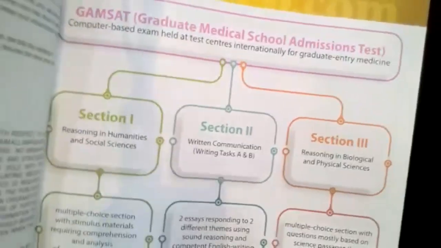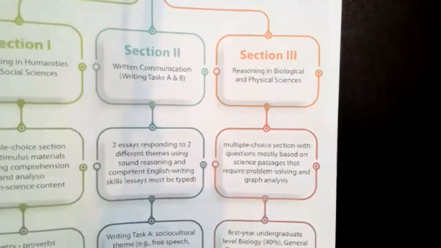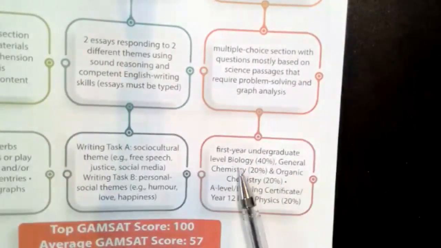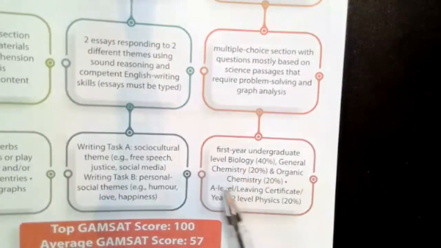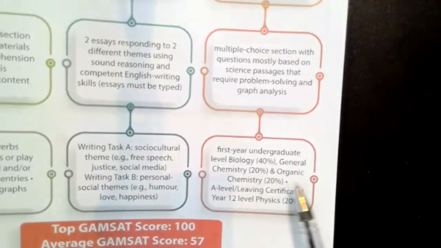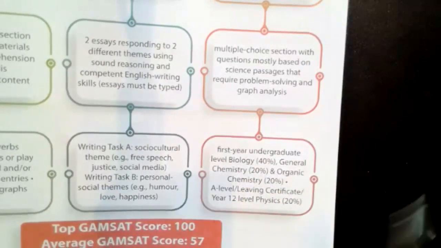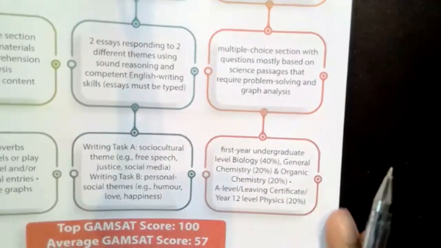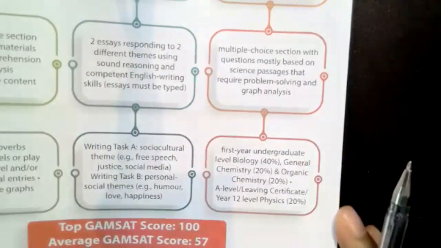The level of physics that you require: for most science topics, it's first year undergraduate level. For biology, which is 40% of the exam, and general and organic chemistry, 20% each. But for physics, which is 20% of Section 3, it is more A levels, Leaving Certificate, grade 12 level. So basically high school, secondary school level physics. It's not advanced at all.